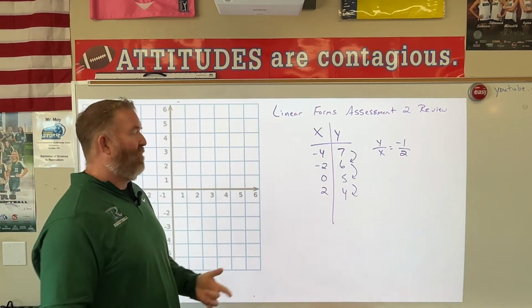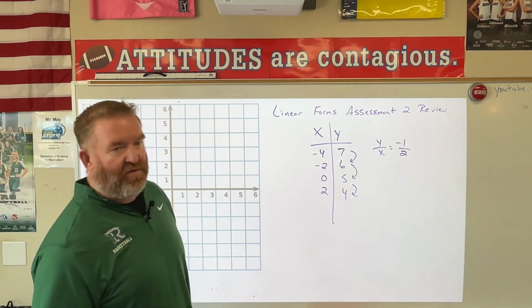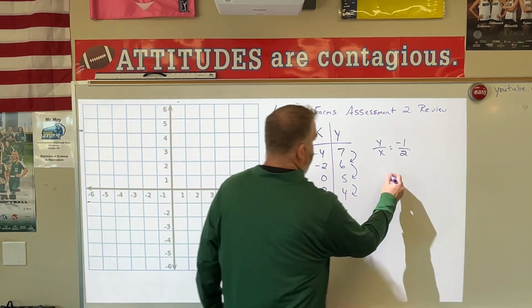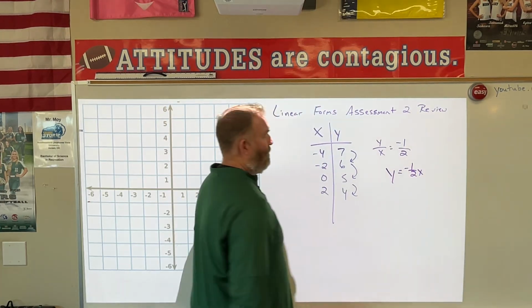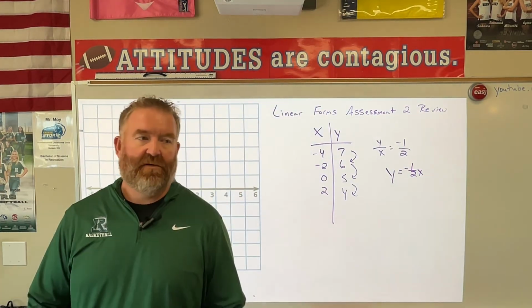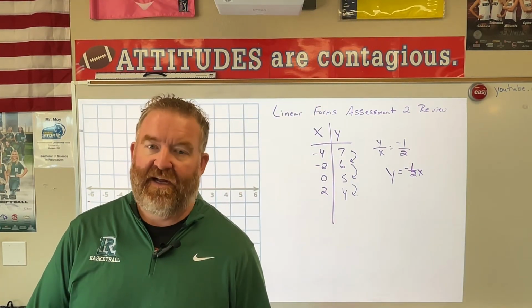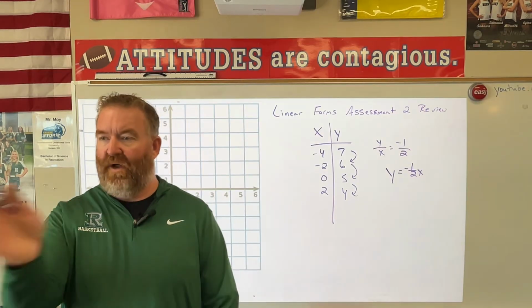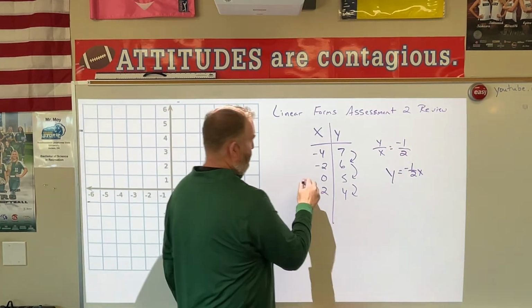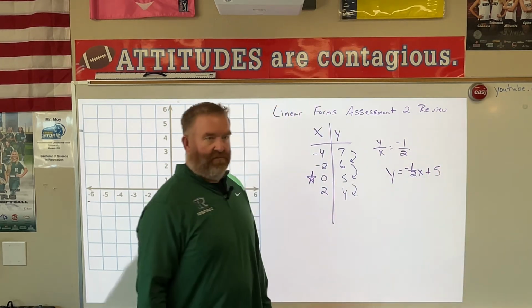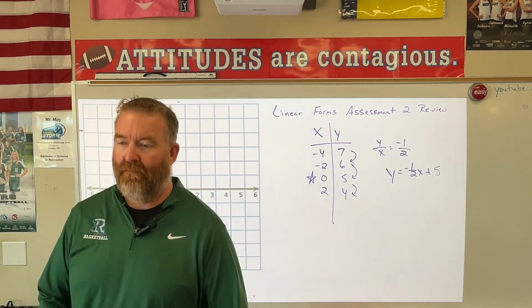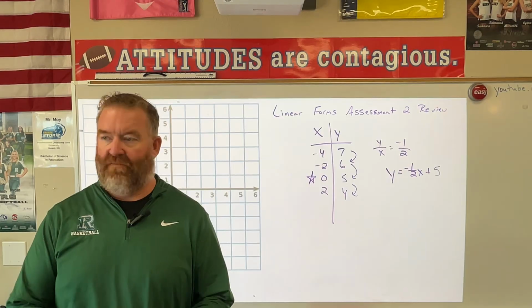Now, here's where a lot of people made a mistake. So my slope is -1/2 x, correct? How do I figure out my y-intercept? It's the 0. It's 0 what number? There's my y-intercept. +5. That's it. Everybody good? That's really all it is.